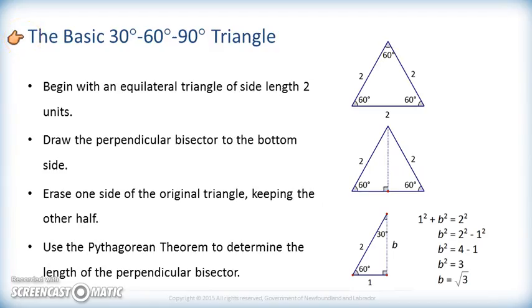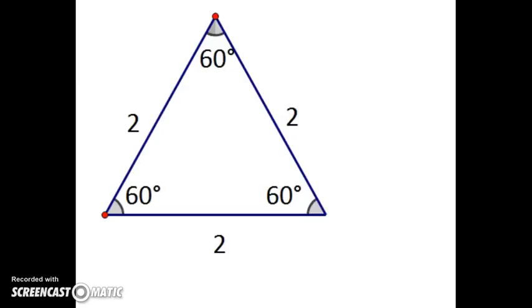We'll have a look at a demonstration in a moment for the development of the 30, 60, 90 triangle, but the steps for your records are outlined here as well. To develop the basic 30, 60, 90 triangle, we begin with an equilateral triangle of side length 2 units each. Each angle of the triangle is obviously 60 degrees.